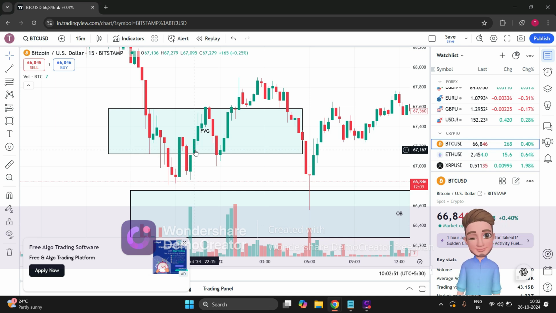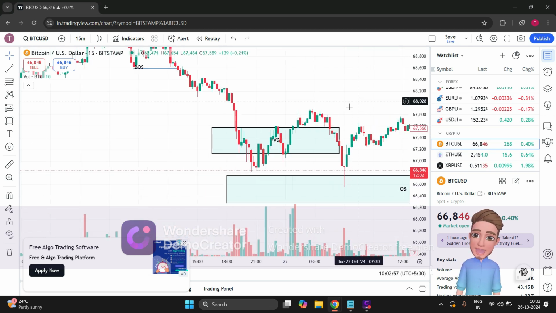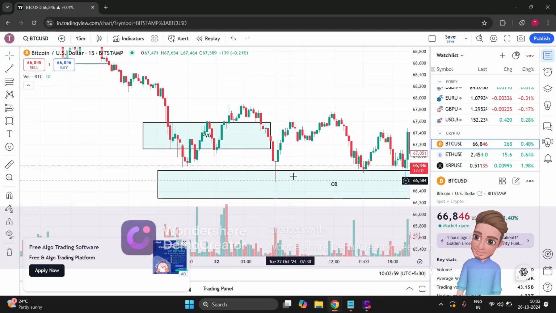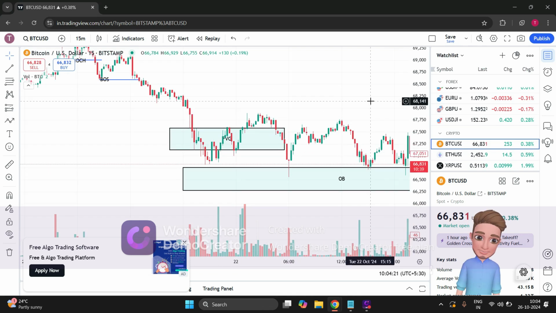So order block, fair value gap, everything: when the market is coming down, all of a sudden it will try to resist it. If it is not trying to resist it, it can go either way. For example, let me show you.